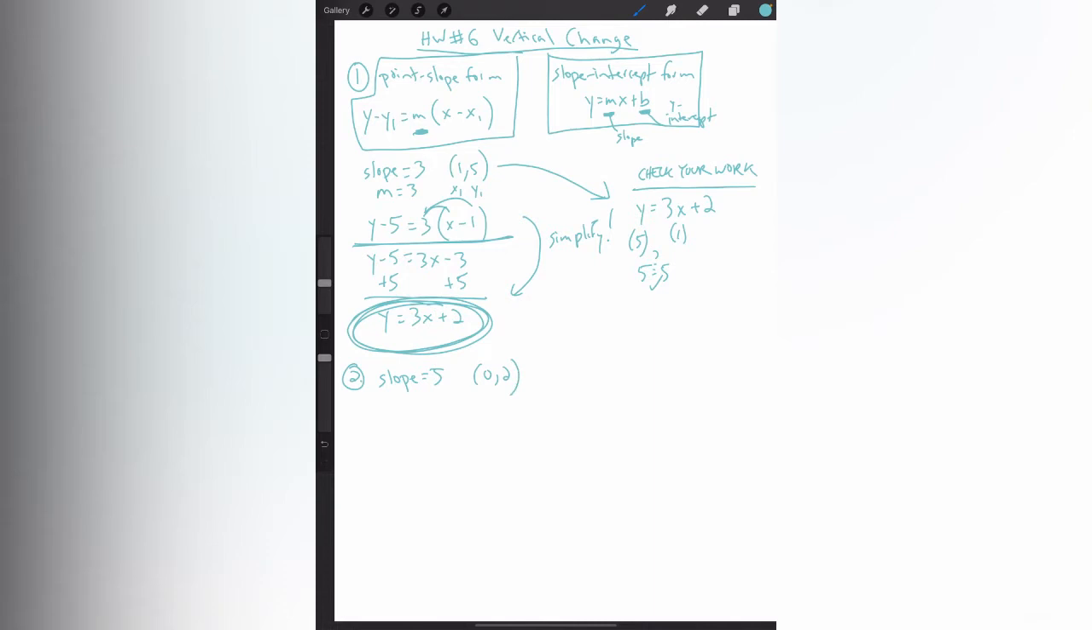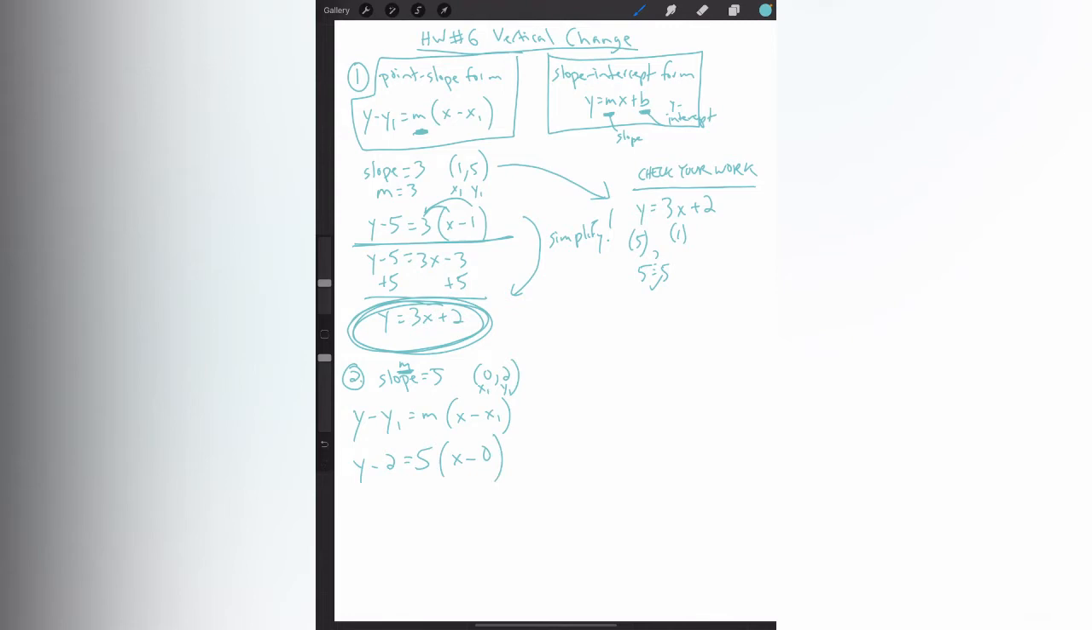So what I'm going to do here is rewrite my point slope form. y minus y1 is equal to m times the quantity of x minus x1. All right, and substitute in. Remember, slope is the same as m, so m is equal to 5. y minus y1, this is my x1, this is my y1, so y1 is 2, is equal to slope, which is m, is equal to 5, x minus x1, which was 0.